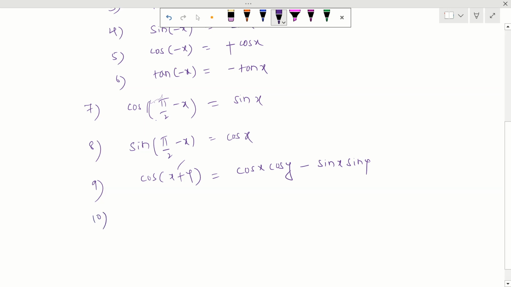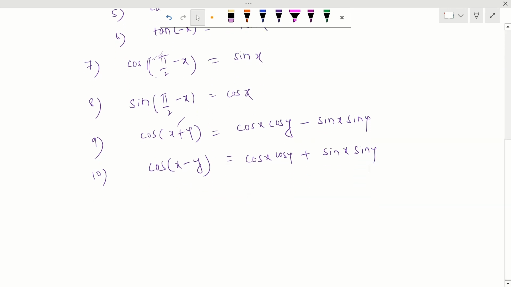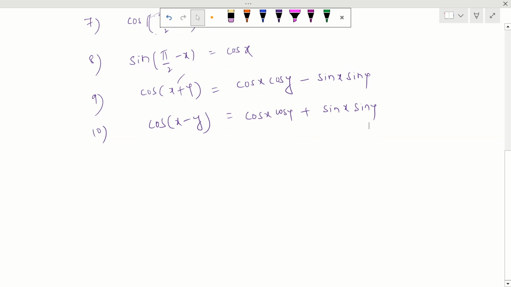What about the 10th one? The 10th one is cos of x minus y. Here the formula will come the same, but instead of minus, plus will come. When minus is there, then plus will come, so it is cos x cos y plus sin x sin y, isn't it? You just check whether these formulas are correct or not. If any mistakes are there, you just inform me.